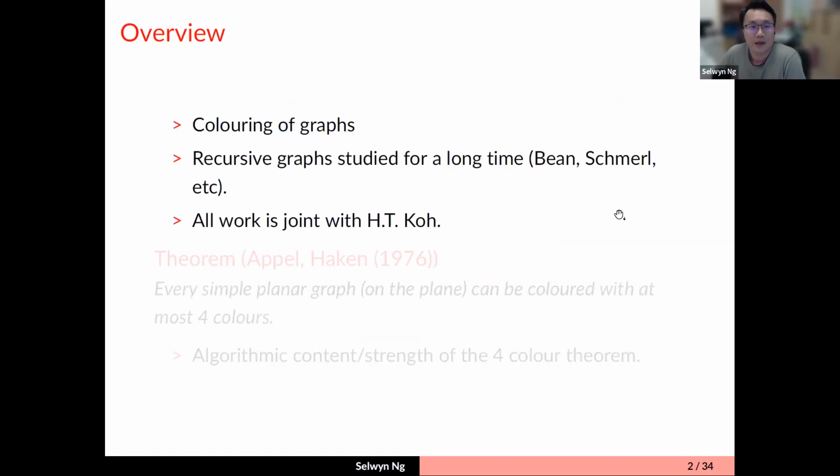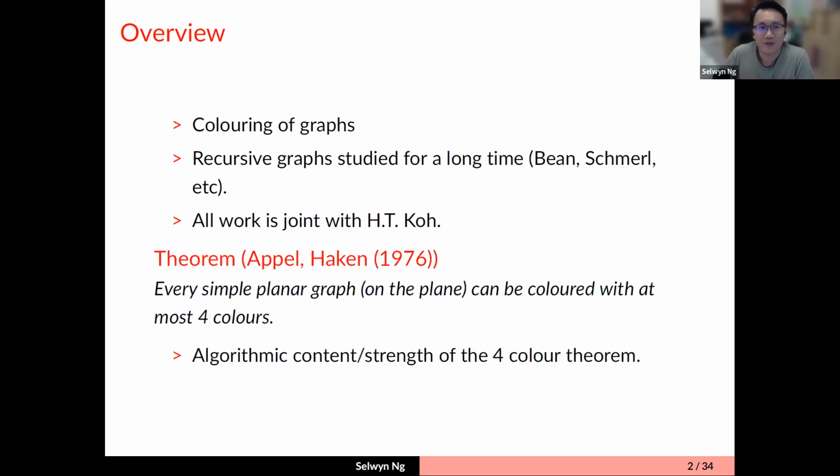So we're going to be talking about the coloring of graphs. And of course, I should point out that computable graphs have been studied for a very, very long time, even as early as the 70s, due to the work of Bean and Schmerl. And of course, it also appeared quite a bit in Jeff Hirst's thesis, and there's also been quite a bit of subsequent work. All of this work is joint with Ko, who is a student of mine.